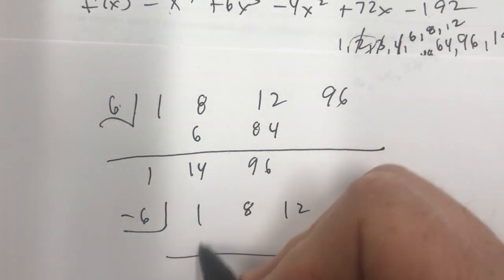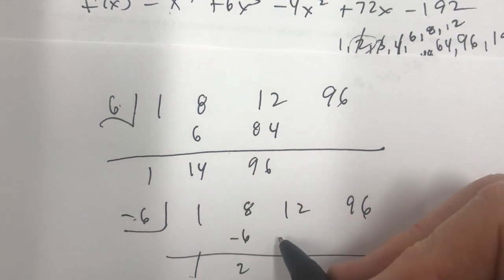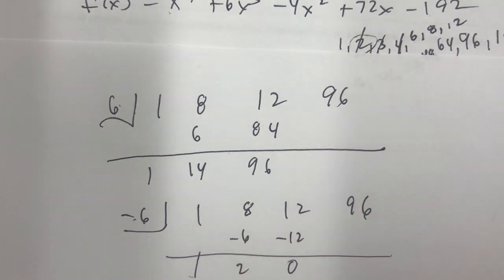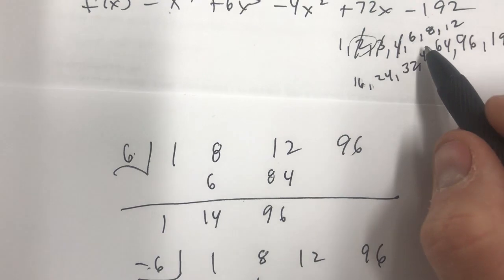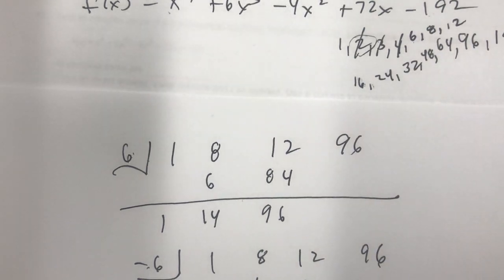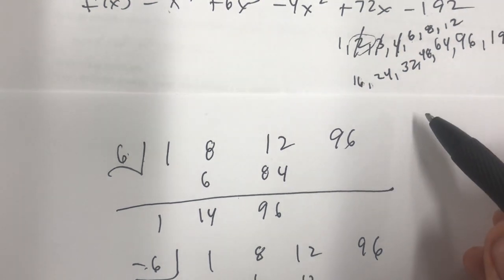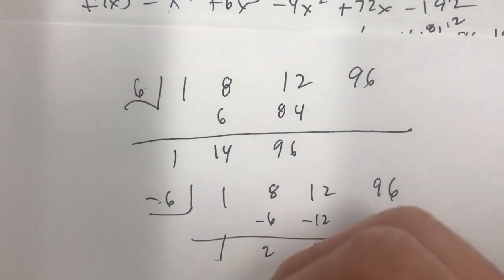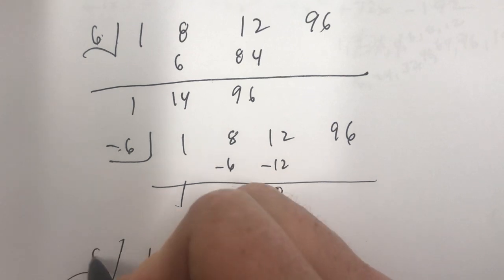Man, this problem's taking too long. 1 comes down, negative 6 times 1 is negative 6. Add these 2. Negative 6 times 2 is negative 12. Add these 0. Man. Let's see here. I did 6 and negative 6. Okay. Let's try 8. 1, 8, 12, 96. Let's try 8.